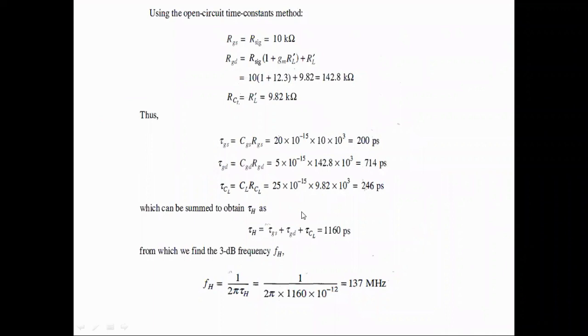Open circuit time constant. We calculated RGS, RCG same, RGD equal to this much, so tau GS, tau GD, tau CL. You add these things and calculate. Finally we get this, 137 megahertz.